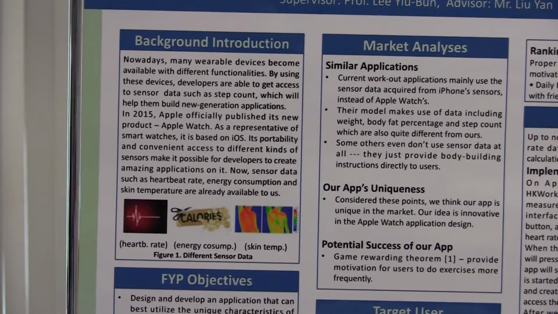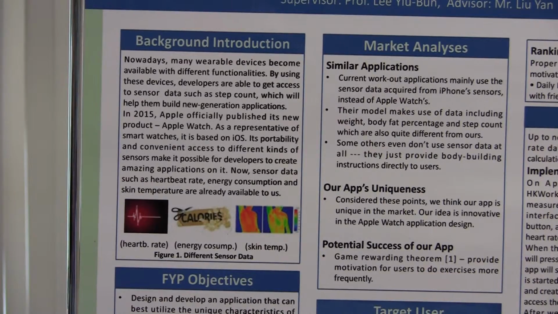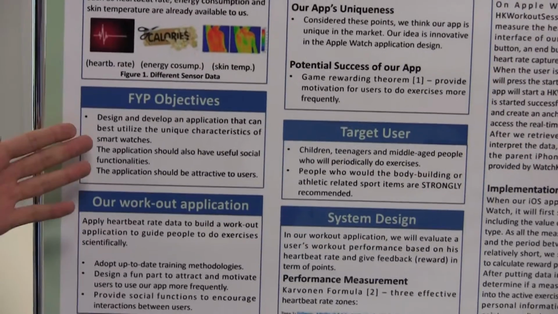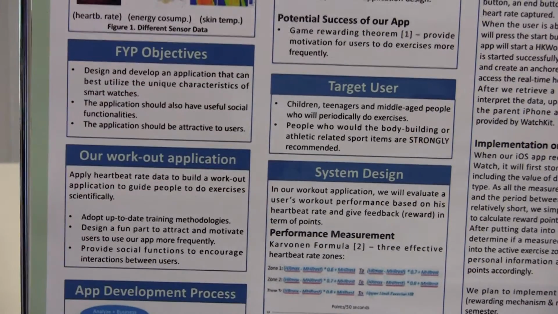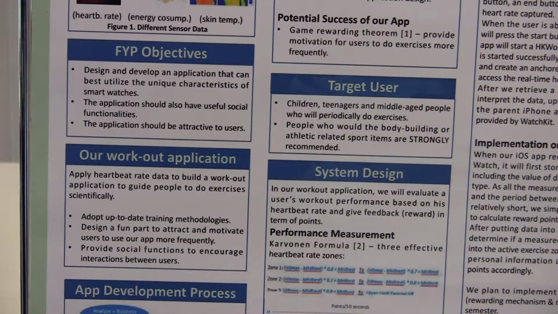According to this, we set our FIP objective as to first design and develop an application that can utilize the characteristics of the smartwatches. We also want our application to have some useful social functionalities, so that it can really benefit the society, and also we want our application to be attractive to users. According to these three objectives, we have constructed three ideas.